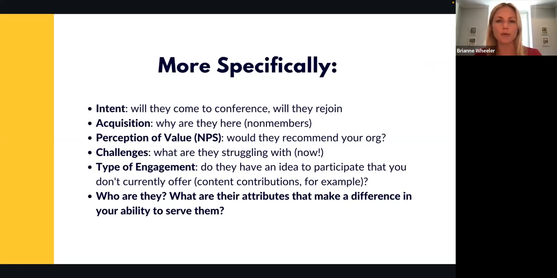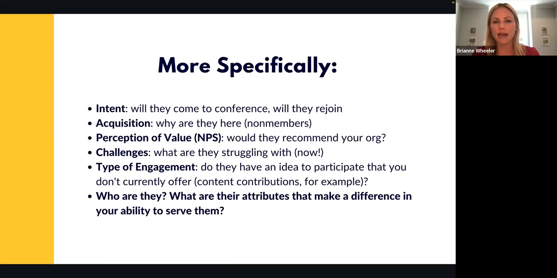So more specifically, I mentioned intent before. Will they come to the conference? Will they rejoin? Acquisition, why are they even here? This is really important for non-members. If 75% of your members are there for a specific toolkit, then you know that's what you need to demonstrate and put in front of non-members, right? Also the perception of value. So net promoter score, if you've heard of that. Would they recommend you? Really important to know, because if they wouldn't recommend you, then there's a value issue there, right?